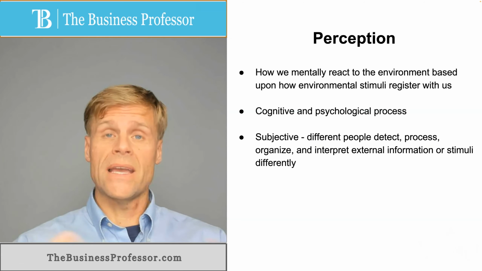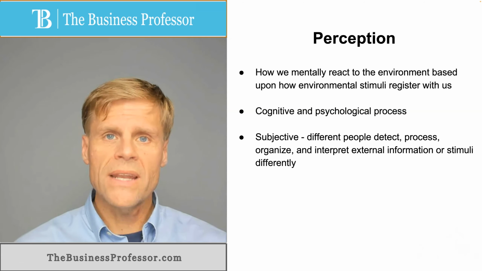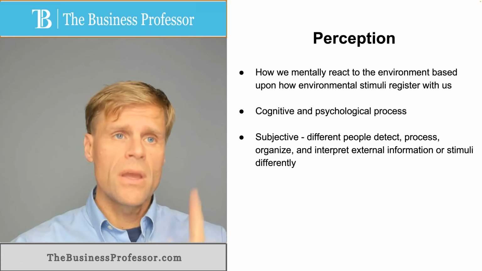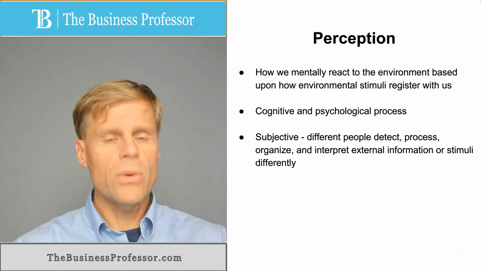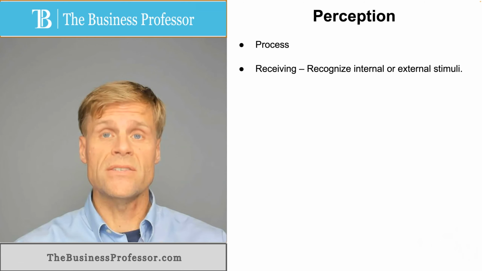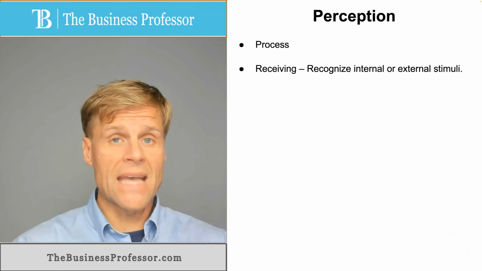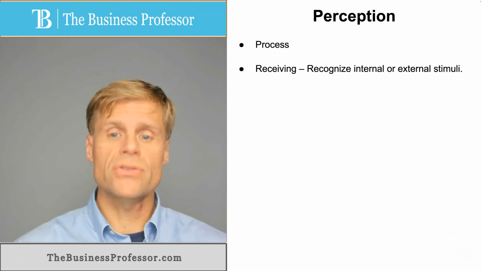We all react to external stimuli differently. We detect, we process it, we organize it, all in unique measures. But the general steps for how we perceive something remains constant. The general process of perception is as follows. One, you receive information through recognizing external stimuli. So you register this in your mind.